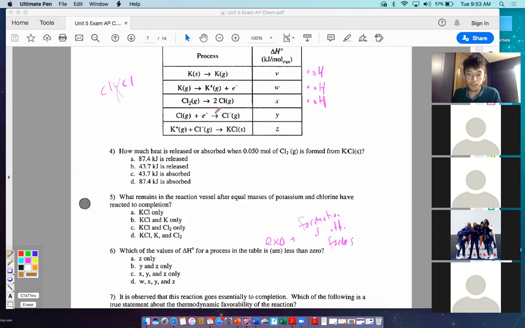This is an attractive force being formed, right? The chlorine atom has captured an extra electron. That electron is attracted to the nucleus of the chlorine. I have formed that attractive force. That's going to be a negative delta H. And here, of course, these ions attracting to form an ionic bond will be a negative delta H as well. So the answer was B. Only Y and Z are exothermic processes.